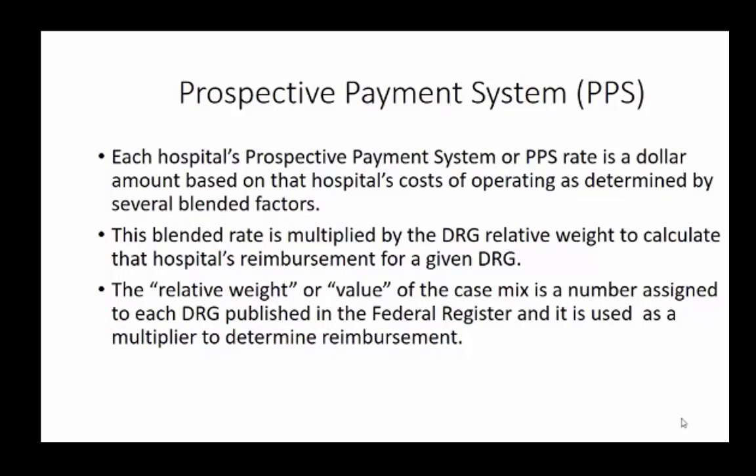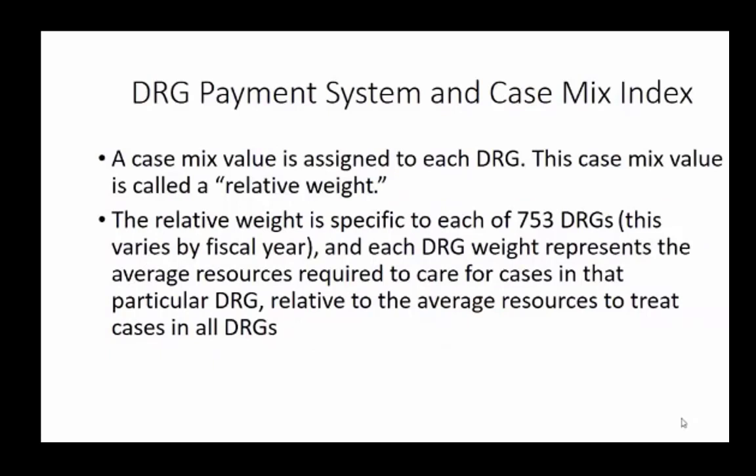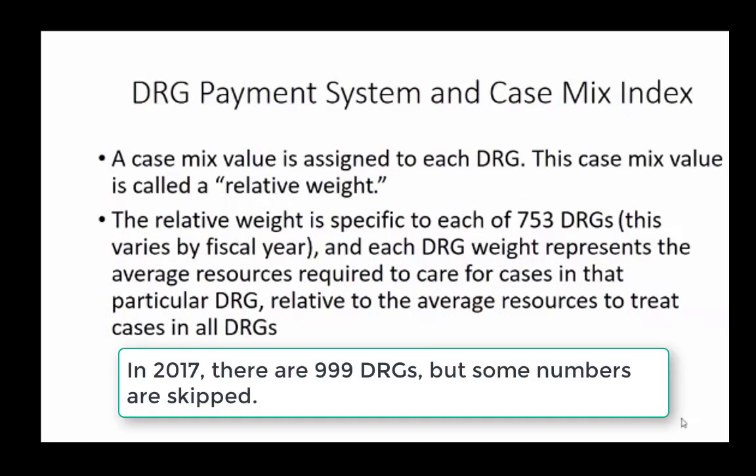So you're going to multiply whatever that rate is by the DRG's relative weight, and that's going to tell you what the hospital is going to be paid for that admission. And remember, you can only have one DRG per admission. That DRG relative weight is assigned and published in the Federal Register, and it's a multiplier that's used to determine our reimbursement.